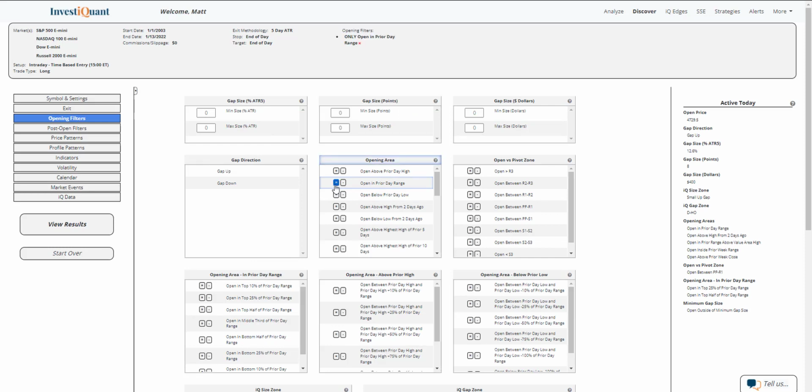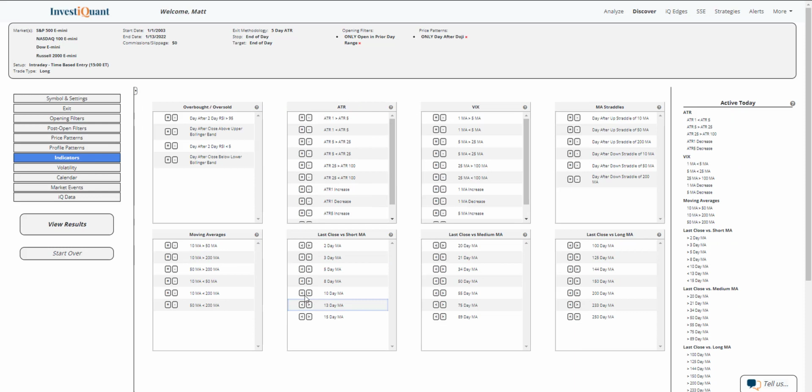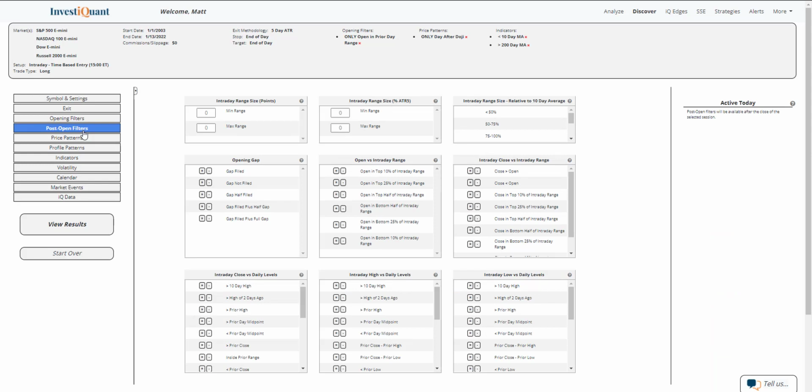Now this morning what we looked at was opening within the prior day range. Let me go ahead and grab that here from the opening area, and the price pattern was day after a doji in a weak bull market environment. So I'm going to grab all of these and then head over to the post-open filters, and I can just add a little bit of information around what we've done. So we are trading below the close of that doji day that took place yesterday.